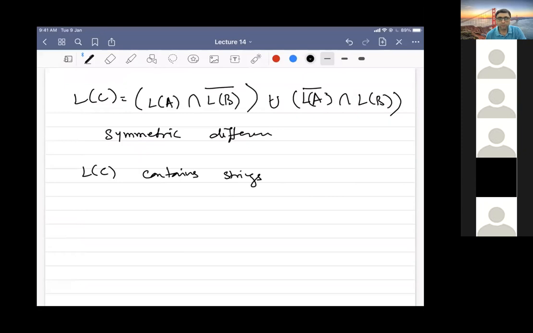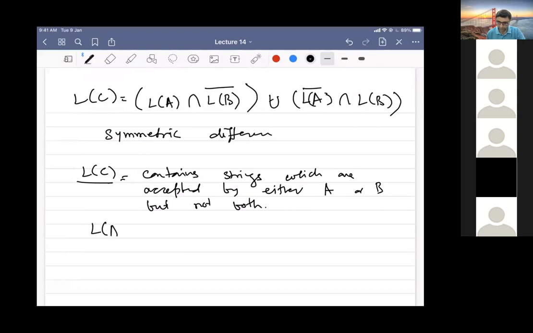Sir, won't this be empty? L of C contains strings which are accepted by either A or B, but not both. Okay, that's exactly what we want. So L of C contains the symmetric difference of all those.